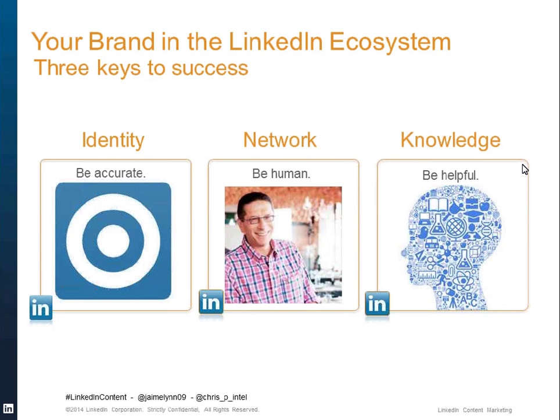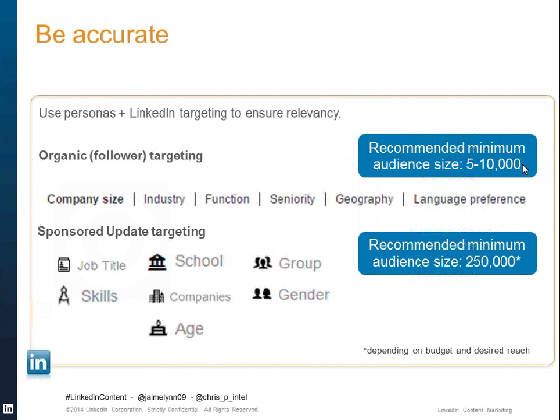And then the third is knowledge. We have become a professional publishing platform. People come to LinkedIn expecting content that will help them be better at what they do and to grow their careers and to be just a more enriched person. And so I'm going to go back to what I said before about being helpful and aiming to inspire. So with those three things said, the first about accuracy is about leveraging LinkedIn's targeting data.